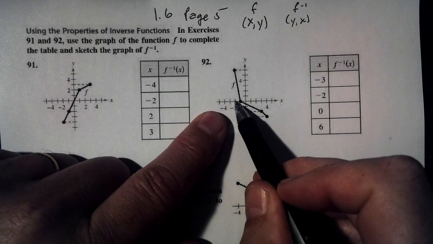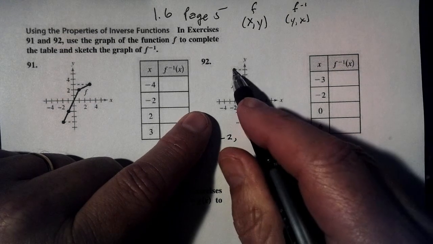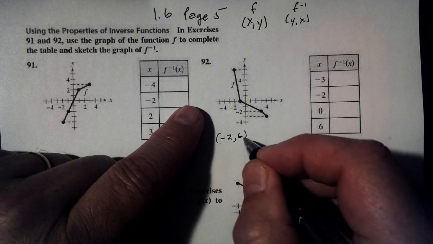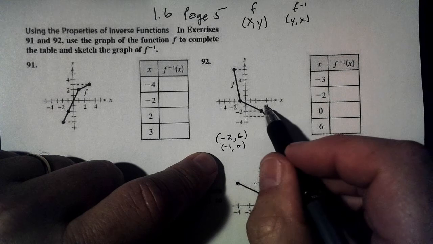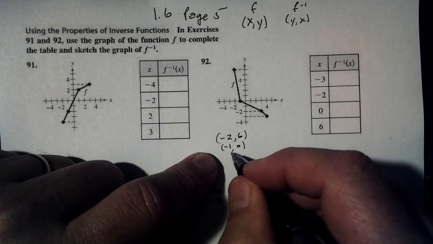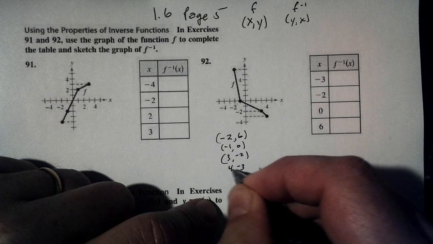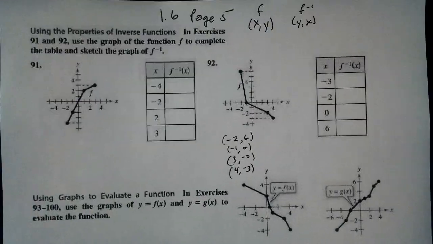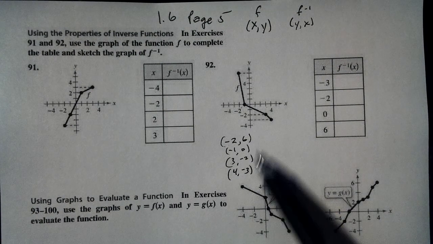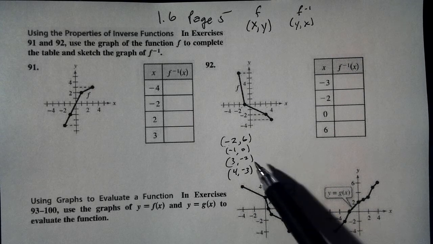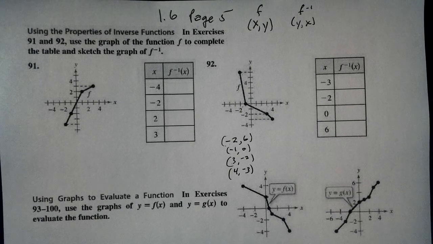Here we have a point on f. I've got negative 2's get turned into, looks like 6's. I've got negative 1's get turned into 0's. I've got 3's get turned into negative 2's, and 4's get turned into negative 3's. And that makes it really, really clear what's going on here. But this is bypassable, and I'll show you how momentarily. And it will speed us up if we have to do a lot of these, like what we're going to have to do below here.